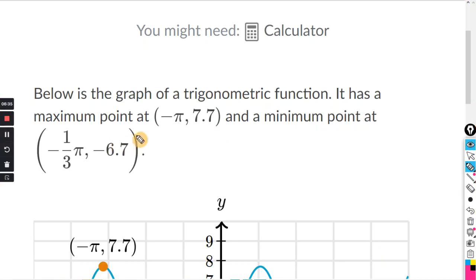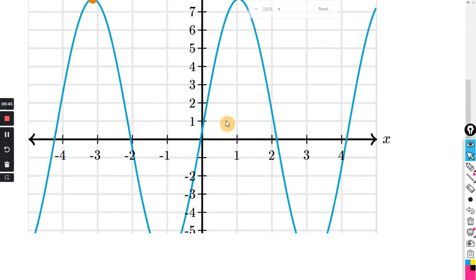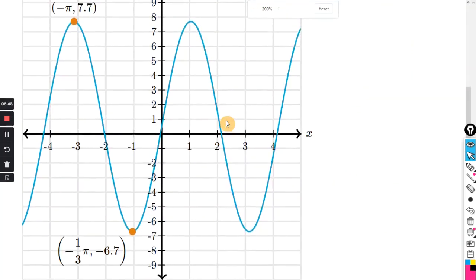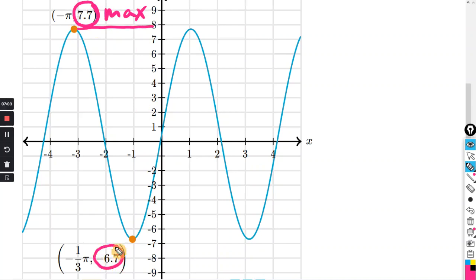All right, so here they give us the coordinate for the maximum point and the minimum point. All right, let's take a look. Okay, and as you can see, the coordinate is written right on the graph. So right here is our max. We're looking at the y coordinate for the max. And right here is our minimum. Okay, again, we're looking at the y coordinate. So the amplitude is half of this distance.